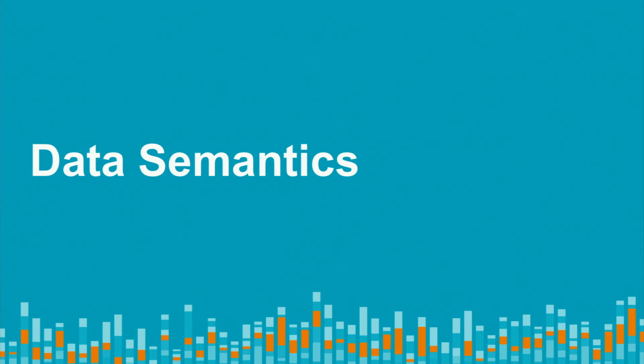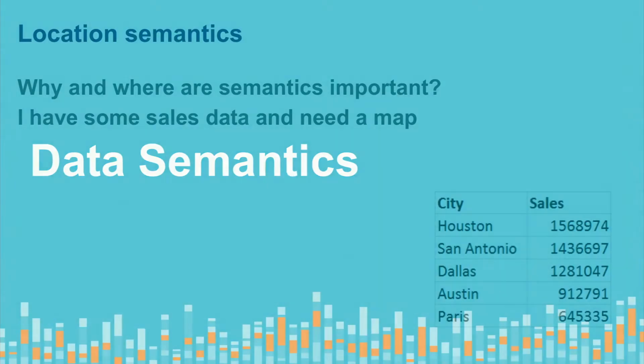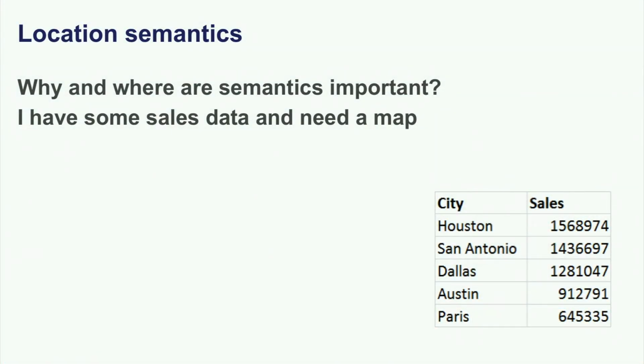So in addition to applying semantics to more meaningful visual encodings, I'm going to walk you through a few examples where semantics can help make more informed defaults with respect to data. So let's start with location. I'll have a table here with a bunch of cities and sales.